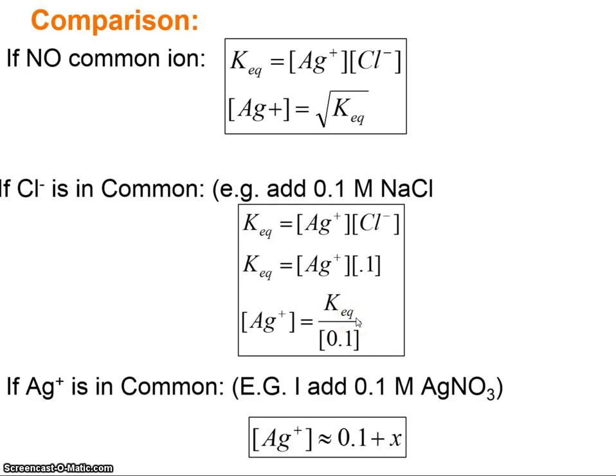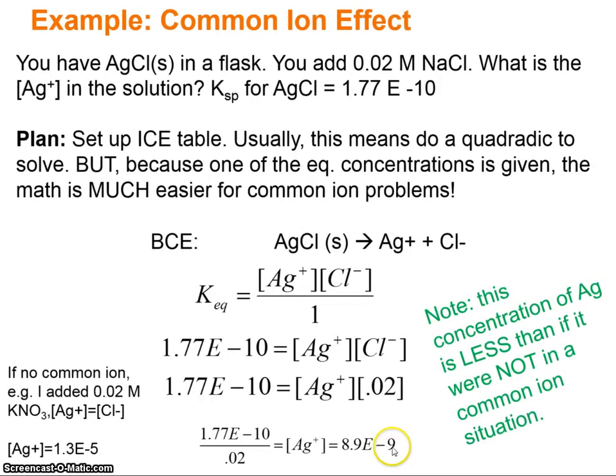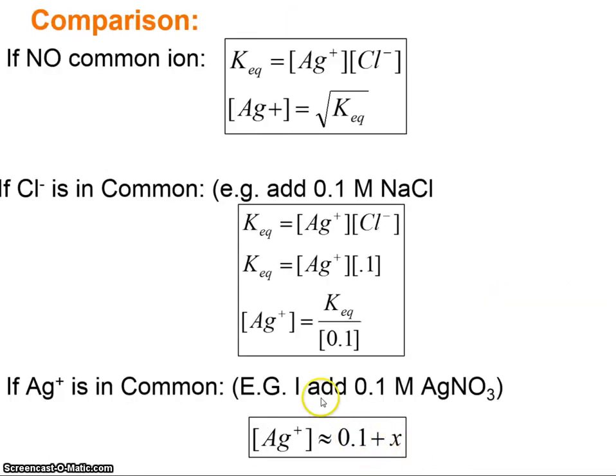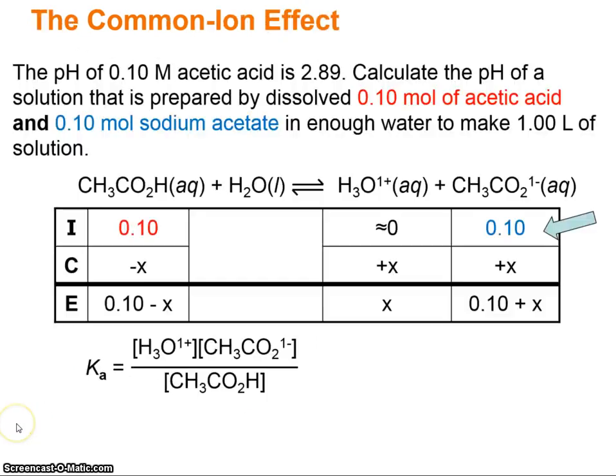So if I had something that doesn't have one in there, I'd have to worry about the reactants as well. If Ag is the common guy, and I add 0.1 molar AgNO3, there's a lot more Ag from the AgNO3 than there would be from the dissociation of the silver chloride. So my concentration is going to be 0.1 plus X, and X is going to be really, really small, on the order of times 10 to the minus 9. So it's not going to move this 0.1 around. We can do this with acids and bases as well.